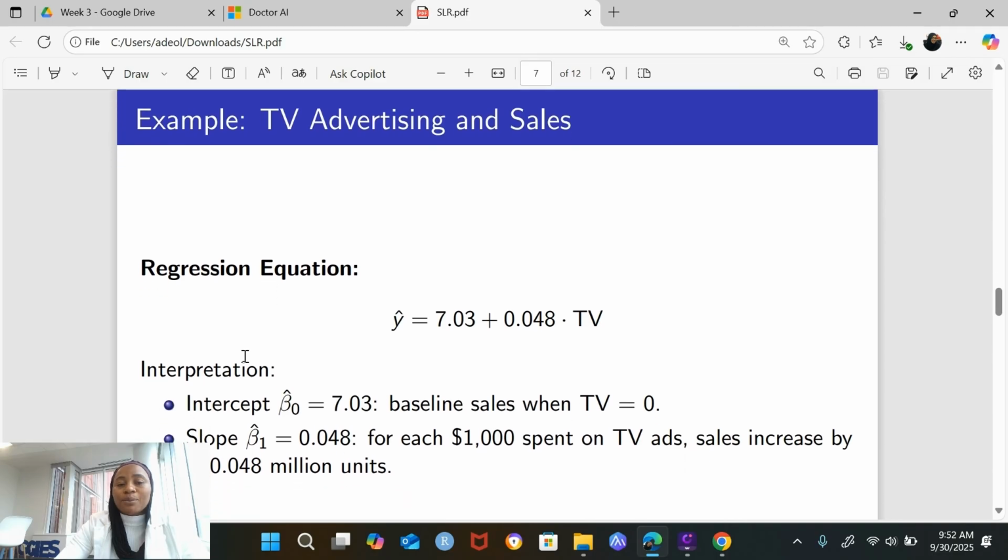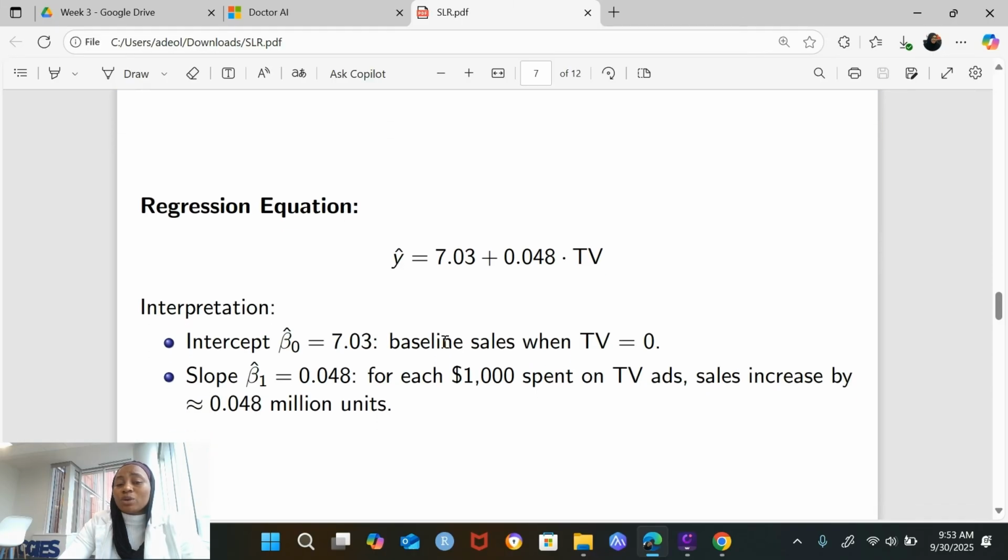So after we have fit our model, let's say this is what we have as our regression equation. Now we have estimated beta naught, we have estimated beta 1, and this is our predictor variable, this is our outcome variable. There's going to be a difference between the y that we had before and this y hat, because this is showing the predicted model equation. It shows the sum of the intercept with the slope multiplied by the predictor variable TV.